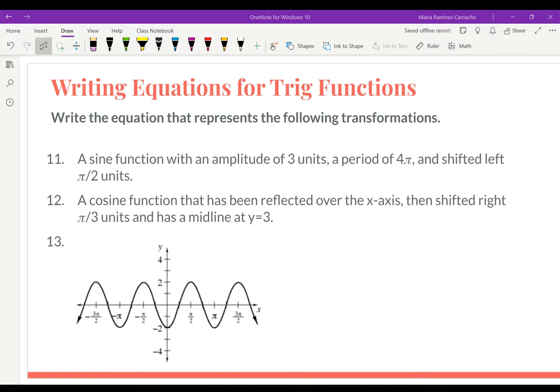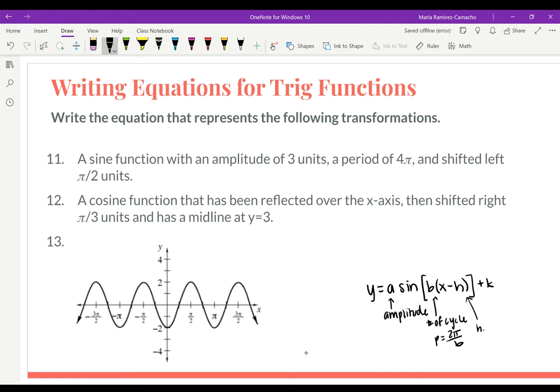For problems 11 through 13, we're going to write the equation that represents the following transformations. Again, as a reminder, we do need to know what each part of the general sine-cosine equation looks like. Your A is your amplitude. B is the number of cycles. This is not the same thing as the period. The period is 2 pi over B. H is your horizontal shift, and K is your vertical shift.